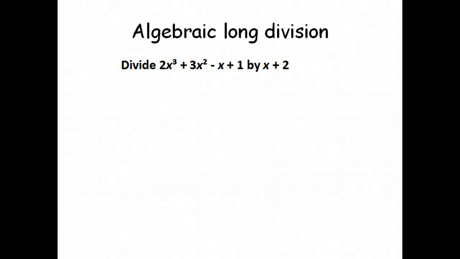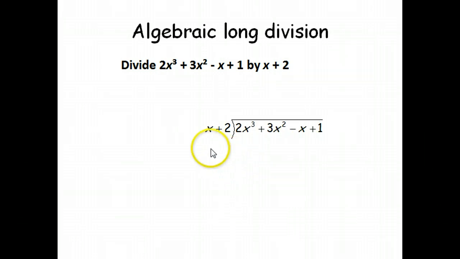We're dealing with long division here, algebraic long division, and what we're asked to do is to divide this expression 4x cubed plus 3x squared minus x plus 1 by x plus 2. So the first thing that we want to do here is to set it up kind of like a long division problem. And so we'll have our x plus 2 on the outside, and then we've got all of the other expression on the inside.